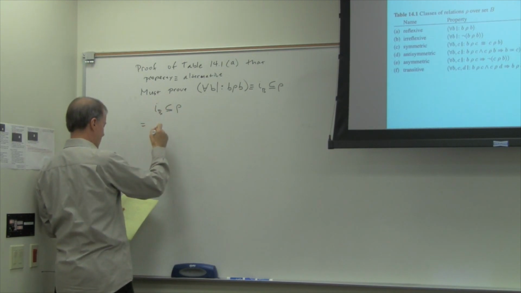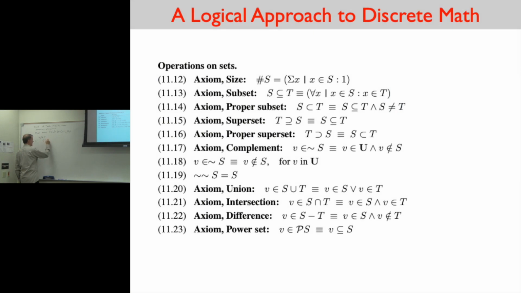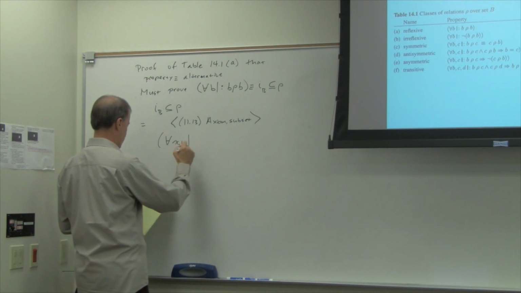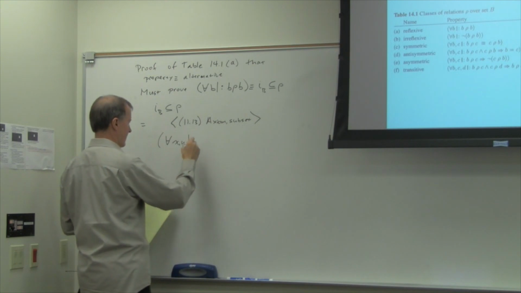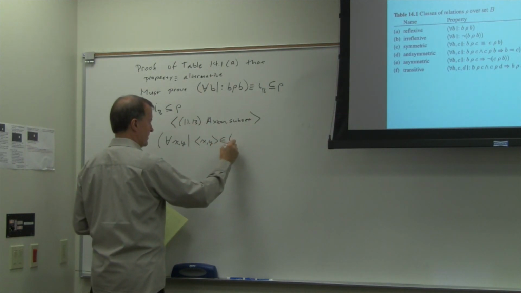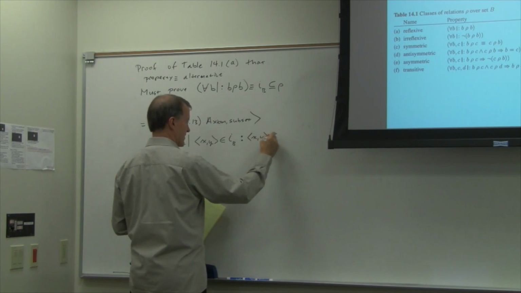Is a subset of rho equals by what? Yes, 11.13, which is the axiom of subset, right? But now this is ordered pairs, so we have to do the ordered pair version. Is everybody clear on that? So this is for all x, y, range ordered pair x, y is an element of I sub b, body ordered pair x, y is an element of rho.